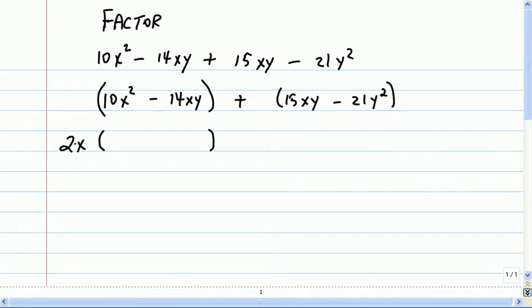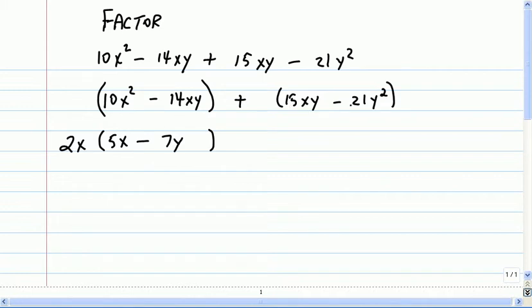So I will factor out 2x. And if I take 10x squared and factor out a 2x, or as we've said in the past, if you take 10x squared and divide it by 2x, you would have 5x left over. And if you take 2x and divide it into 14xy, you will get 7y. And just to double check, what we're saying is 2x times 5x is 10x squared, and 2x times 7y is 14xy.